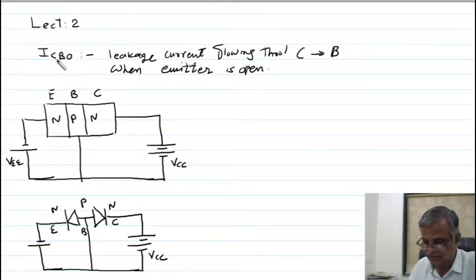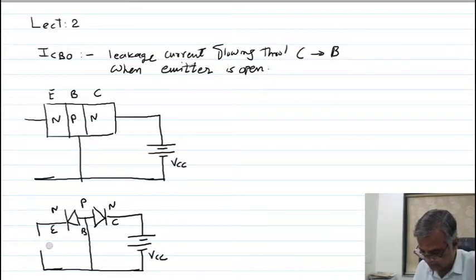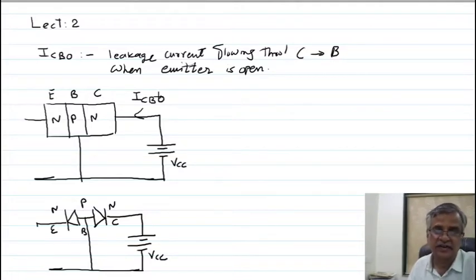Here I have written collector to base current, meaning when I am keeping this open. When I am keeping this open means the emitter is open. See, the emitter is open. When the emitter is open, then some leakage current flowing from collector to base is called collector cutoff current, ICBO, or it is called collector to base leakage current.